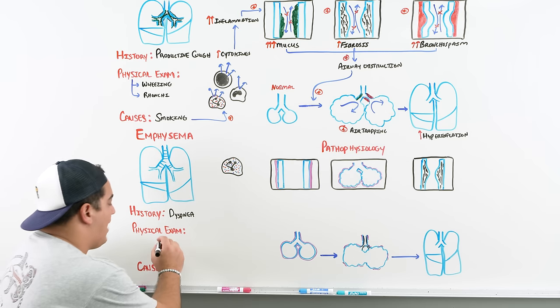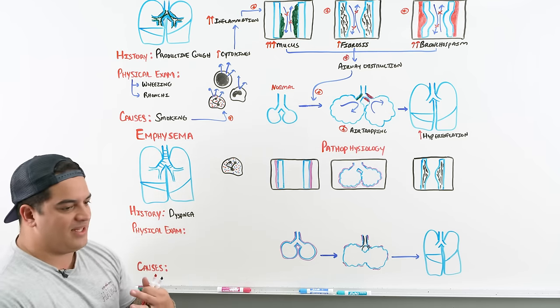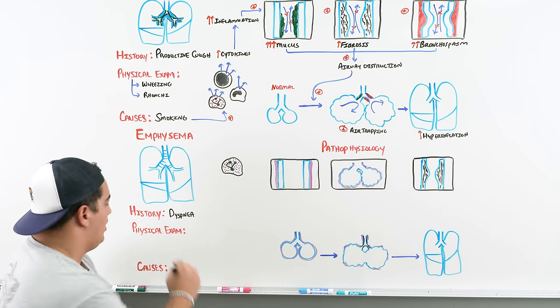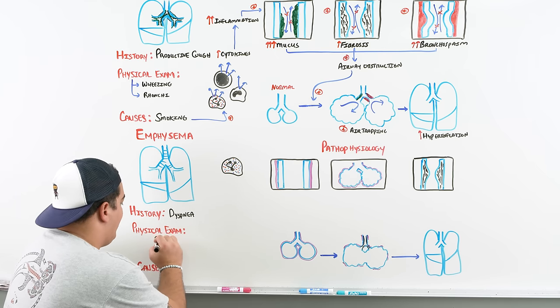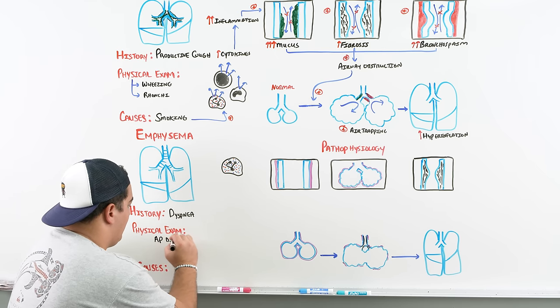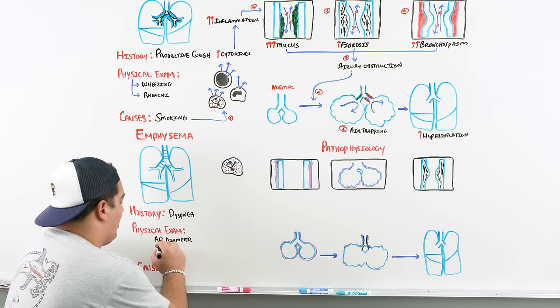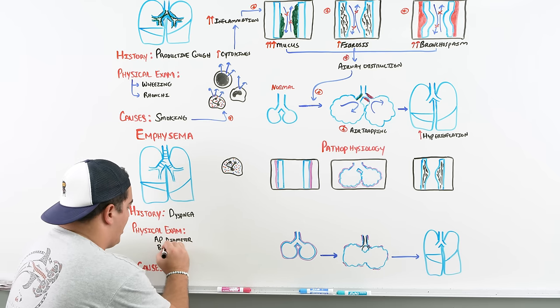So because of that, these patients usually have a big, big chest. Like I'm talking like a barrel chest. So sometimes you'll see what's called an increased AP diameter, which means that they just have these huge lungs. They have what we call this barrel chest.